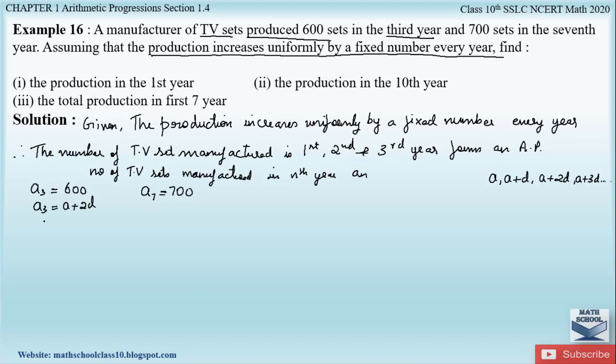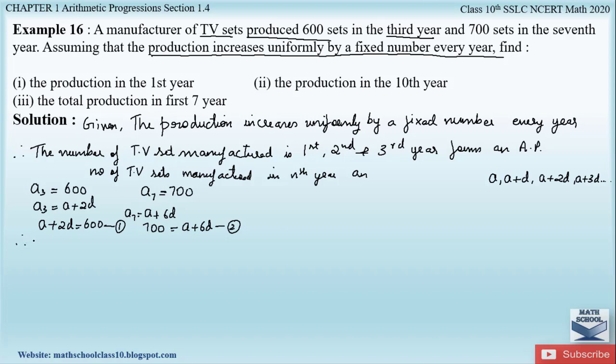Therefore we can write a plus 2d is equal to 600, and the seventh term is given by a plus 6d. So a7 is equal to a plus 6d, or 700 is equal to a plus 6d. Now we can denote this as equation number 1 and this as equation number 2. Now let us apply the elimination method to equations 1 and 2 and find out the a and d values.